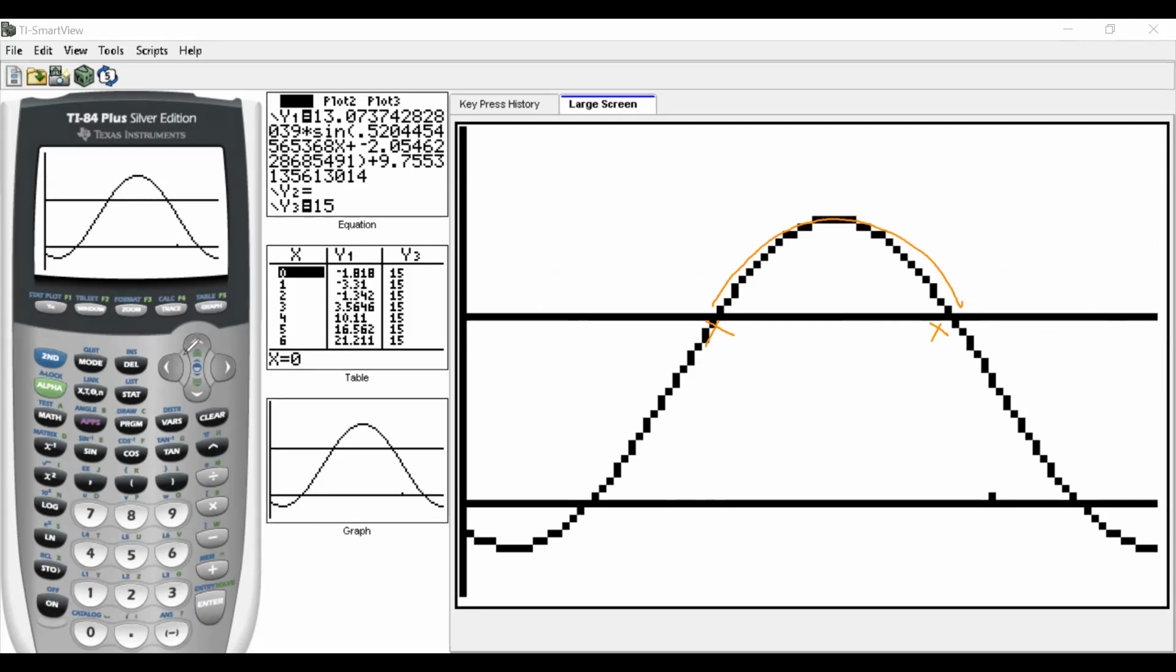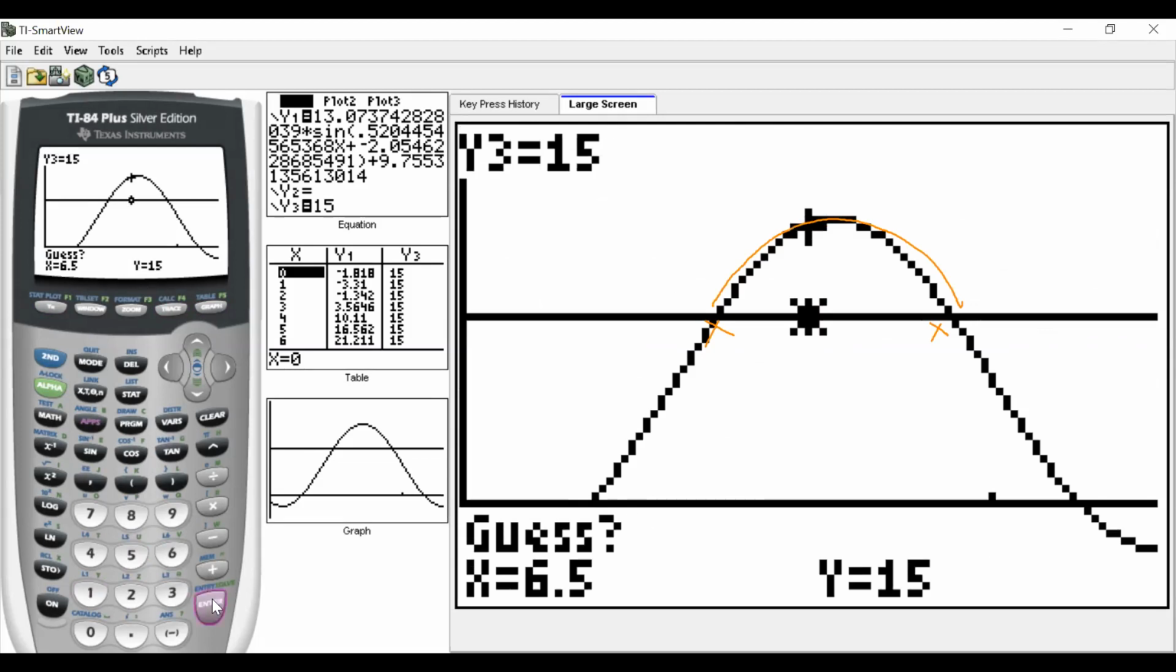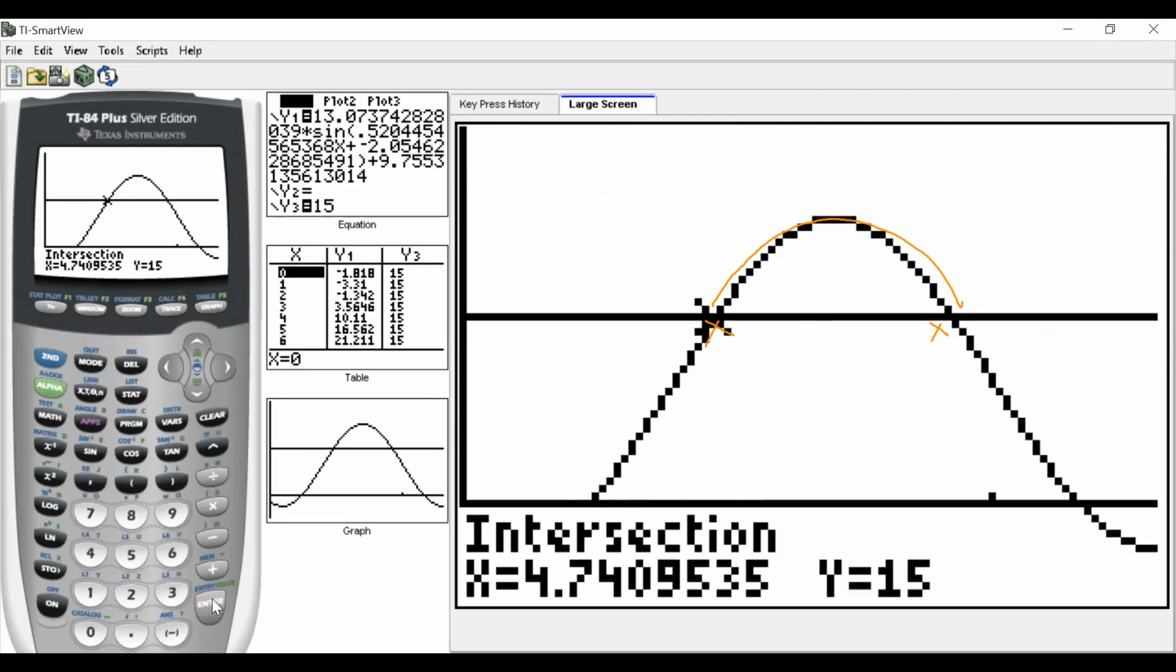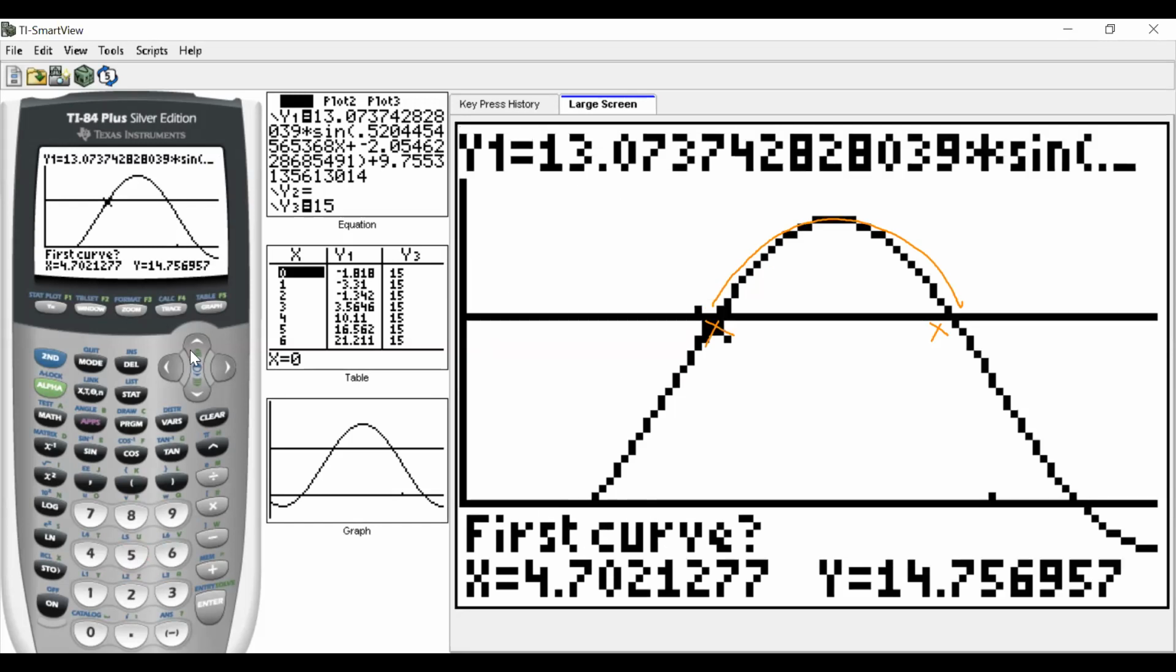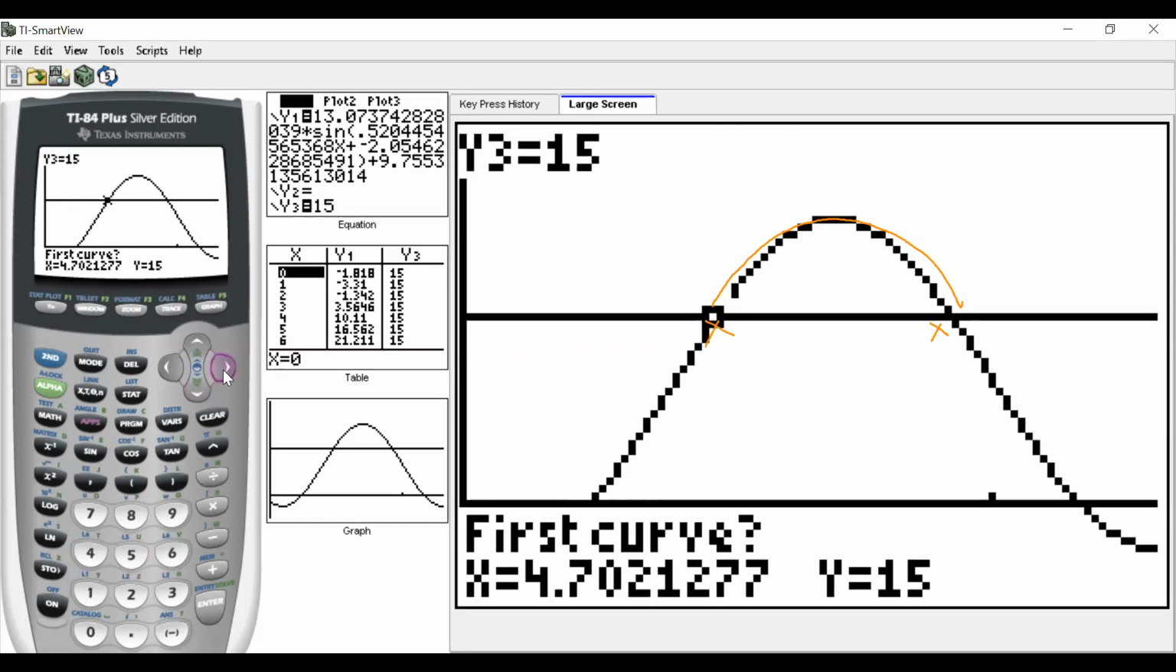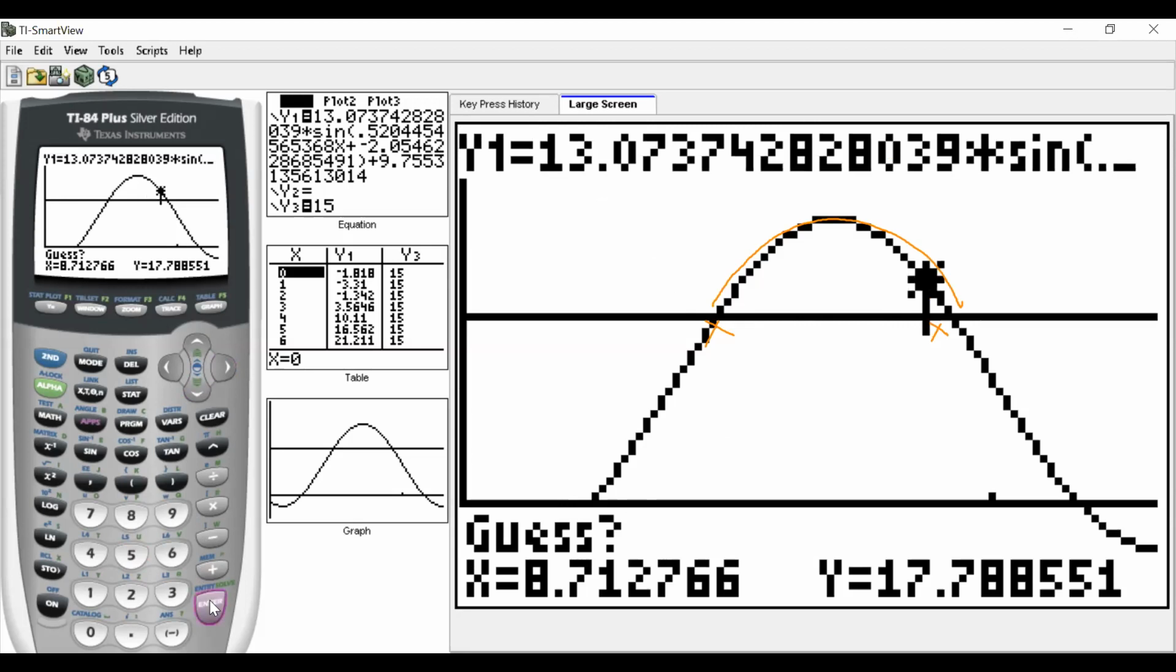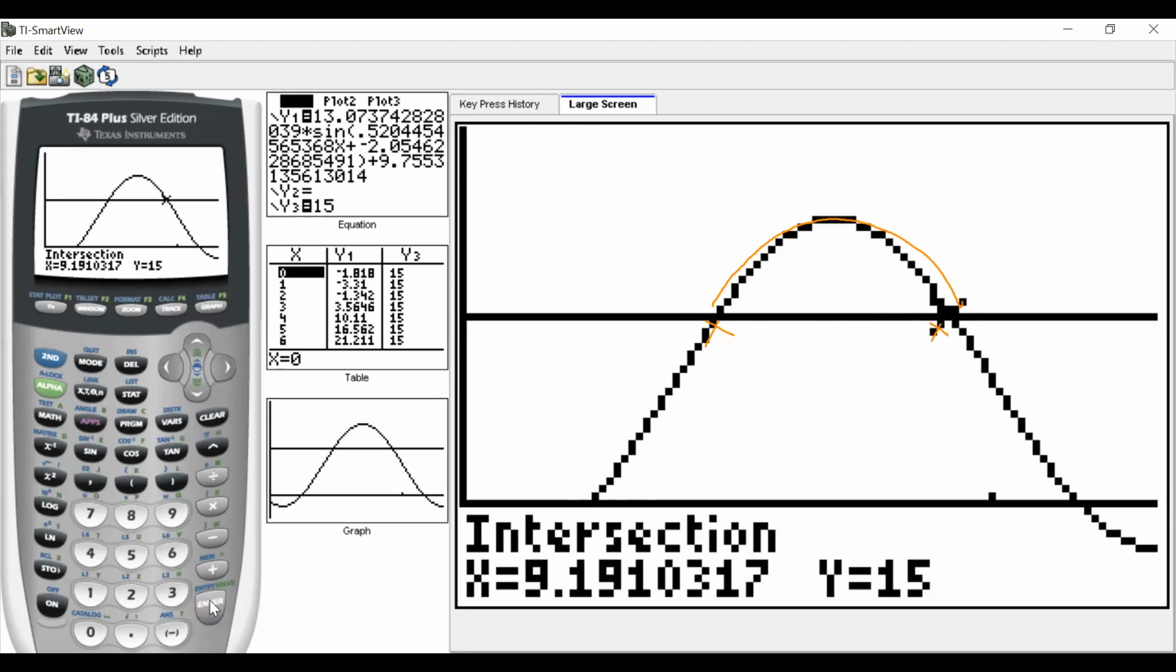We got to find those x values. And guess what? We're going to subtract them. You've played this game before, right? So intersect, first curve, second curve, guess. Okay, so the first intersection's at 4.7. Do it again. Casio people, you're already done. Second one's at, we'll round to the nearest tenth, 9.2.